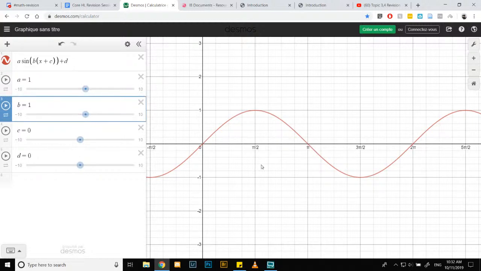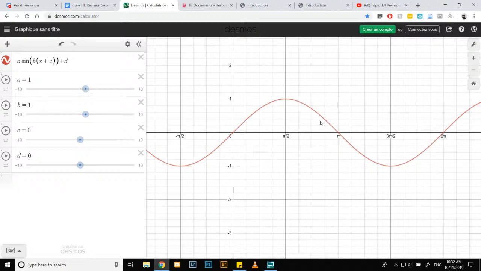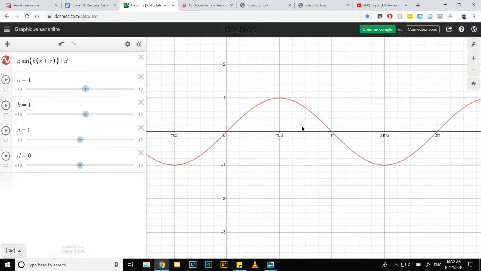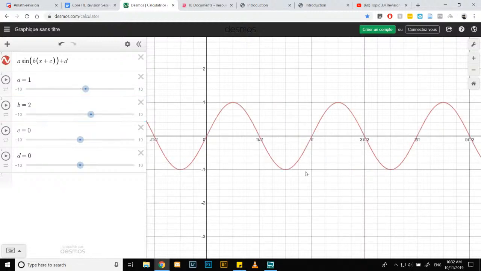And now let's look at B. What B does is that it stretches it, but in a different way. We're going to stretch it in correspondence to the x direction, so this direction. And if you remember about functions, whatever you do on the inside of the function, to the x, is going to change in the inverse way. So if I make b equal to 2, it doesn't stretch it out like a would have done if I made it 2. Instead, it squished it down.